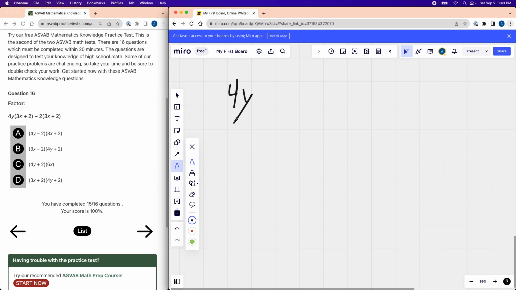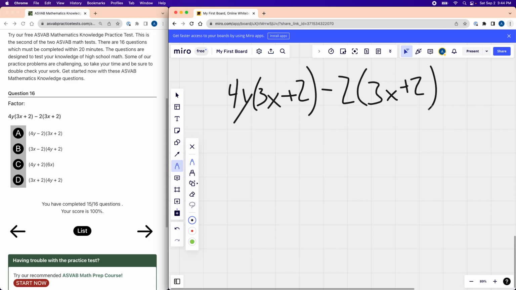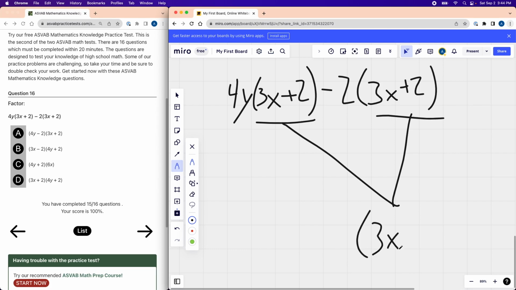We are going to say 4y times 3x plus 2, that was minus 2 times 3x plus 2. All right, and hopefully we can see similar terms here where we have a 3x plus 2 and a 3x plus 2. So what this means is we can actually extract out this expression here. We can extract out the 3x plus 2 into its own side.